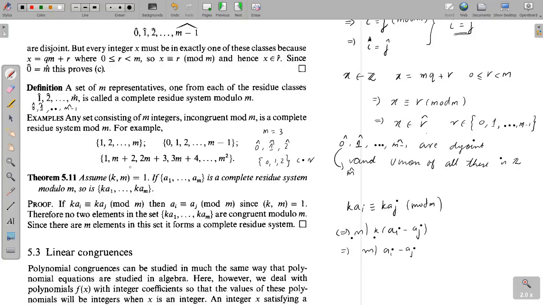So we have that these are incongruent modulo m, because whenever these a_i are distinct, ka1, ka2, etc., kam are incongruent modulo m. Since there are m elements in the set, it forms a complete residue system, because these are all incongruent modulo m and it contains exactly m elements. Okay, so this forms a complete residue system.